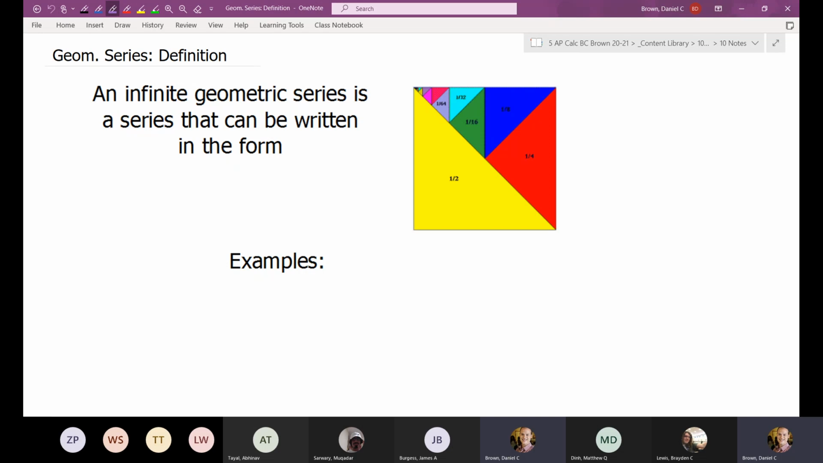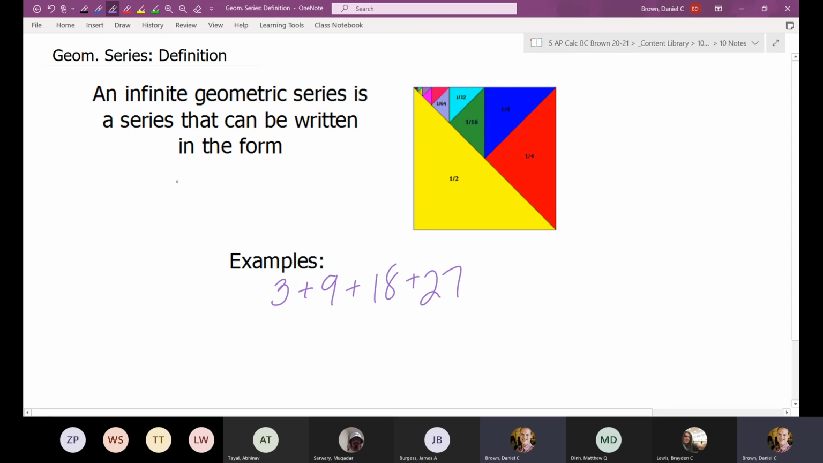An example of a geometric sequence would be something like 3, 9, 27, but not that. Let me do math better: 3, 9, 27. What's a geometric sequence? It's when you're multiplying to go from one term to the next term. So a geometric series is where you're adding a geometric sequence.